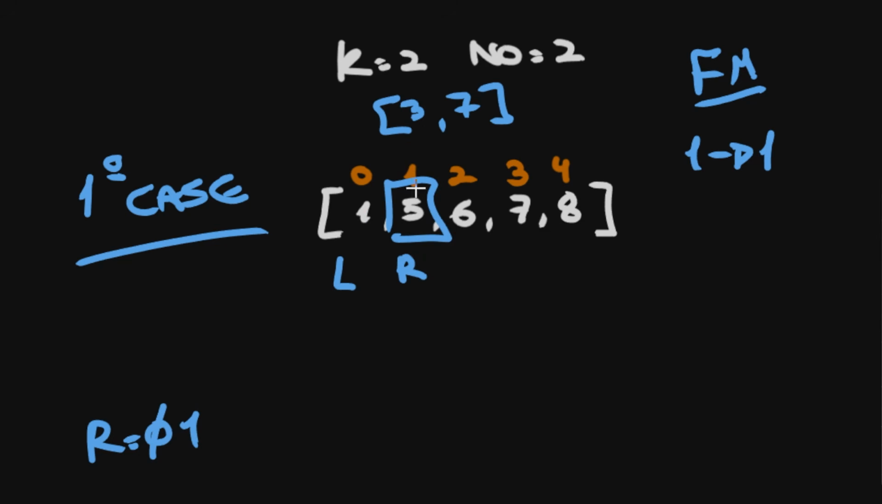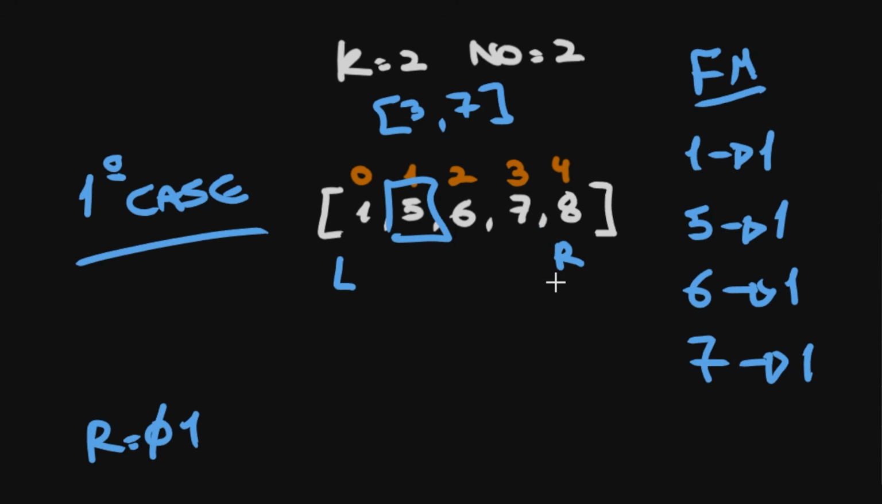So we put this as a key with a count of 1. Now we are here, so we add 6 with a count of 1. Now we are here and this is the right bound, so we add 7 with a count of 1. And now we are here, 8 is out of bounds.